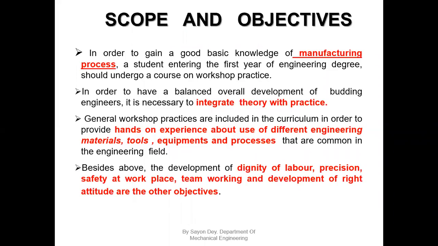First one, what is the scope and objective of our workshop practice? Basically, in order to gain a good basic knowledge of manufacturing processes, a student entering the first year of an engineering degree should undergo a course on workshop practice. In the case of every branch, we have to do this workshop practice. Not only will mechanical or civil do the workshop, it is also applicable for the other branches like computer science, IT, electrical, electronics.